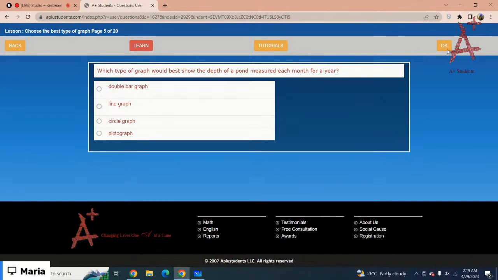Okay, which type of graph would best show the depth of a pond measured each month of a year? Okay, now you can see here the time is involved. Each month you are going to measure. Got it? So whenever the time is involved, you have to use the line graph. So for this one, for sure, you can use the line graph because you have to measure each month. Got it? So that's why you have to use the line graph.